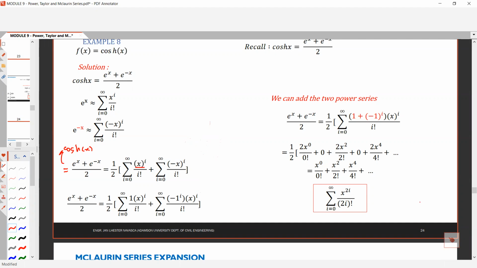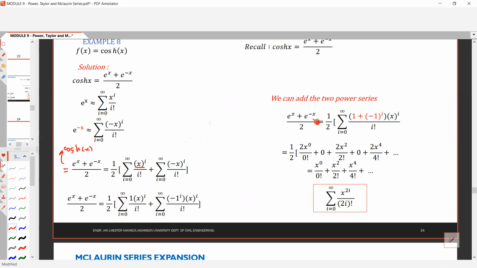Yan. So, therefore, pareho na siya ng x ng powers. X raised to I, x raised to I. So, now, we can add them. So, pwede na natin silang i-add. Okay? So, if we add them, so 1 minus negative 1 raised to I, so 1 plus negative 1 raised to I, x raised to I over I factorial.